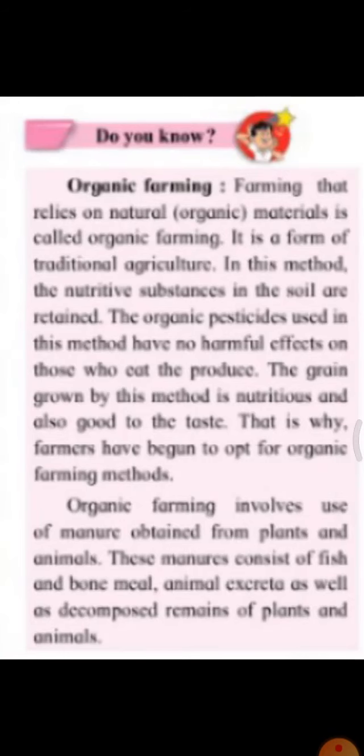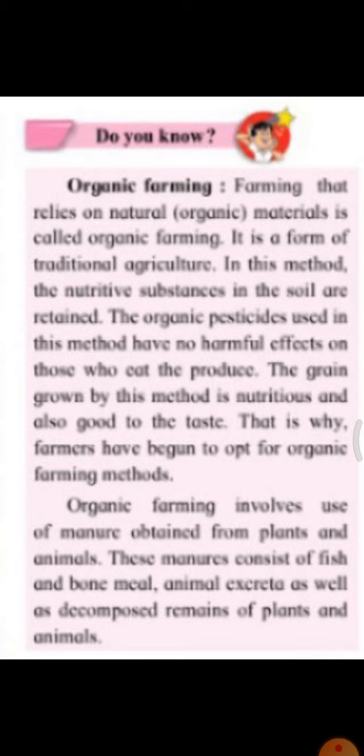Children, do you know what is organic farming? The farming that relies on natural, that is organic materials, is called organic farming. I repeat the sentence. The farming that relies on organic materials is called organic farming, and it is a form of traditional agriculture. In this method the nutritive substances in the soil are retained. The organic pesticides used in the method have no harmful effects on those who eat the produce. The grain grown by the method is nutritious and also good to taste. That is why farmers have begun to opt for organic farming methods.